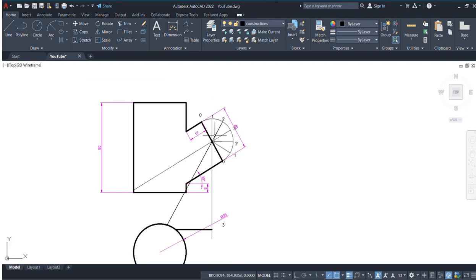From each of these points, 1, 2, 3, 2, 1, 0, draw parallel lines to the base or to the main cylinder.